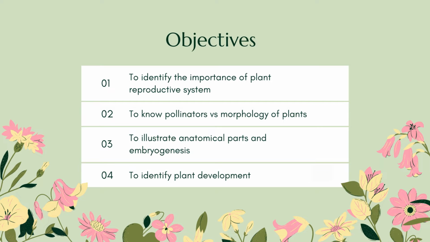First is to identify the importance of the plant reproductive system. Second is to know the correlation between pollinators and the morphology of the plants. Third is to illustrate the anatomical parts and its embryogenesis. And lastly is to identify the plant development.